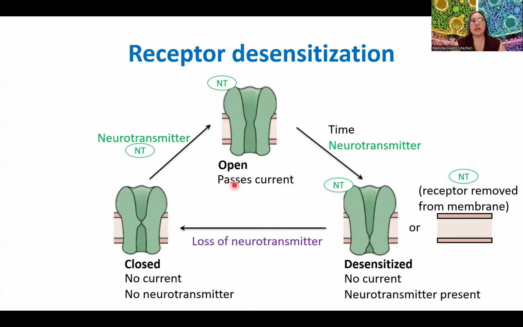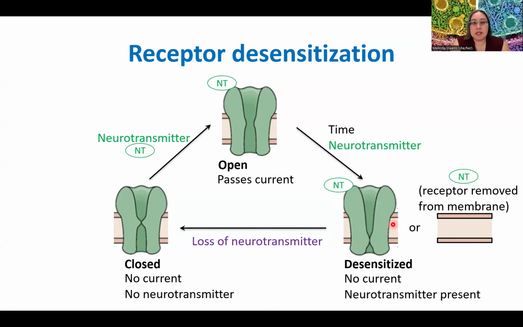And similarly to the voltage-gated sodium channel, which inactivates, neurotransmitter receptors have three different states or three different ways they can be. One is closed, so there's no current through them, and there's no neurotransmitter around. When the neurotransmitter is present, it will bind to the receptor, and the receptor will open and will pass current or will do its thing. After time with the neurotransmitter, they get into a desensitized state.